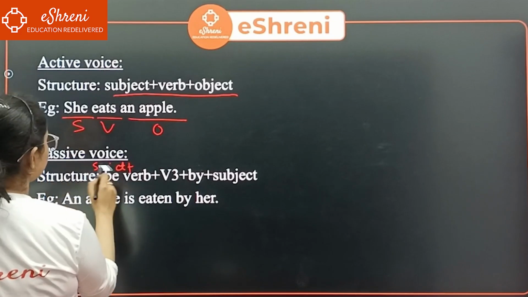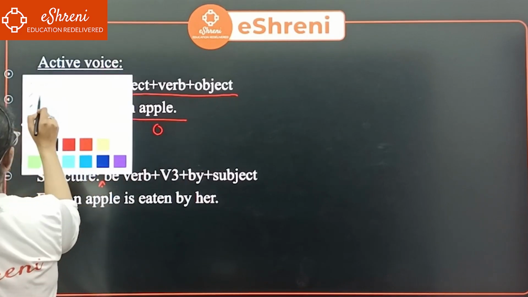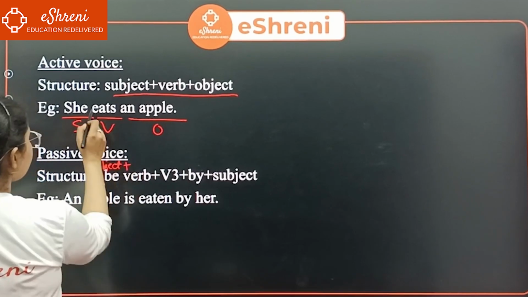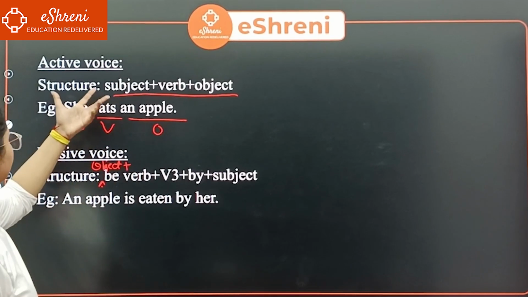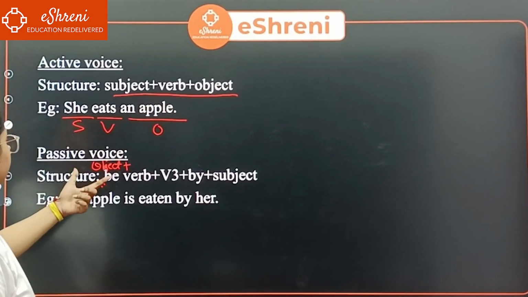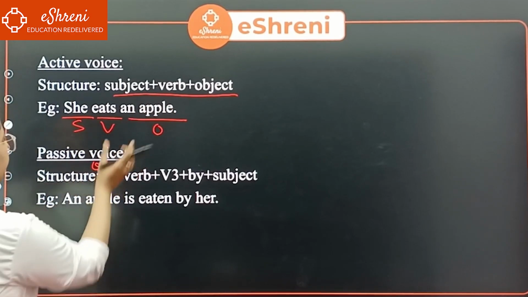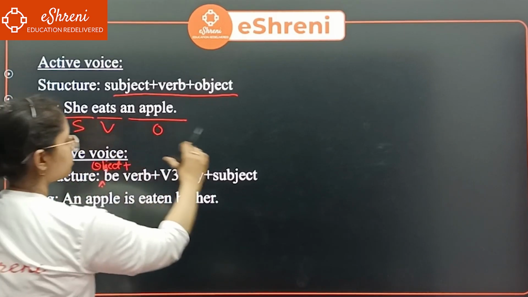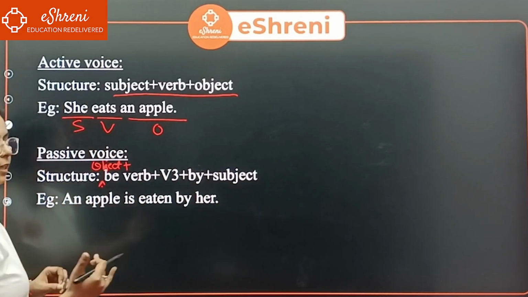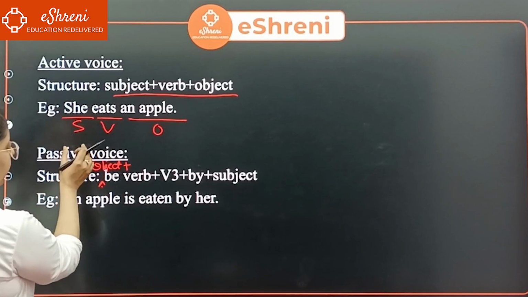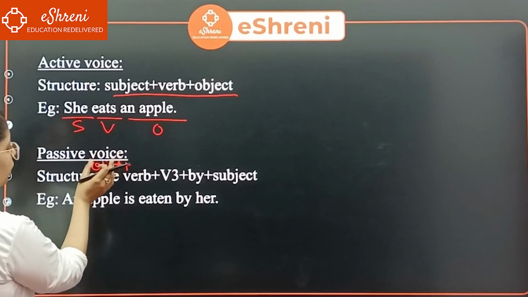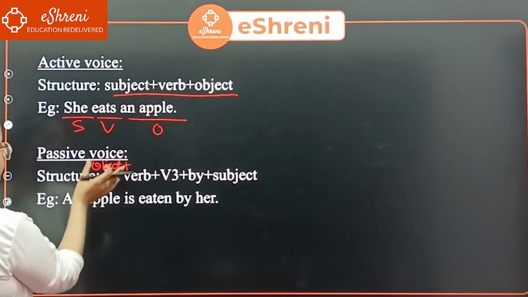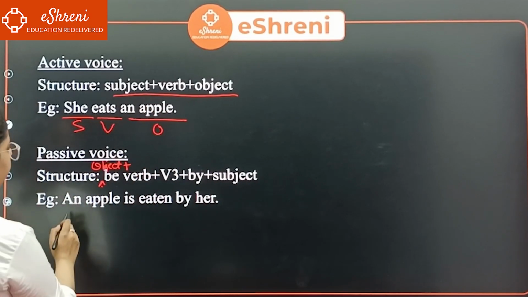Let's write object here. The object of the active voice will become the subject of the passive voice. So the object goes to the subject's position, and the subject of the active voice goes to the object's position. Generally in English the subject comes first, but in passive voice the subject moves back to the object's position, and the object comes to the subject's place. For example, an apple is eaten by her.